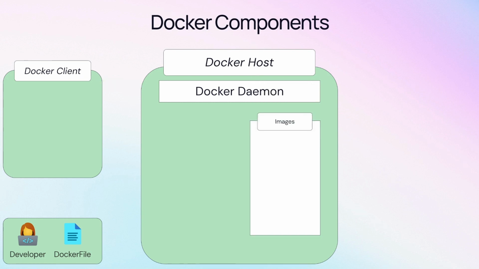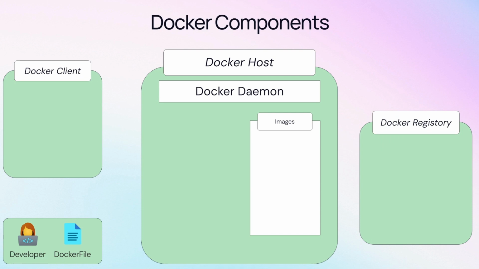Now we have Docker images. Docker images are read-only templates that serve as the foundation for creating any containers. Images contain application code, libraries, and dependencies required to run an application. These images are stored in a registry, and users can create their custom images by defining instructions in a Dockerfile.